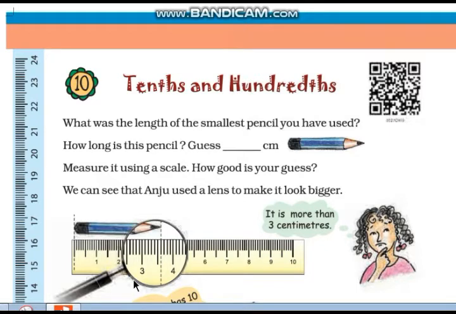Here you can see some small lines, these smaller lines. There are 10 smaller lines. So these smaller lines are of millimeter. So there are 10 millimeters and this bigger line is of centimeter. This is of centimeter. 6 centimeter, 7 centimeter, 8 centimeter, 9 centimeter, and here 1 centimeter, 2 centimeter. So 10 millimeter is equal to 1 centimeter. You can see here. 1 centimeter is equal to 10 millimeter.